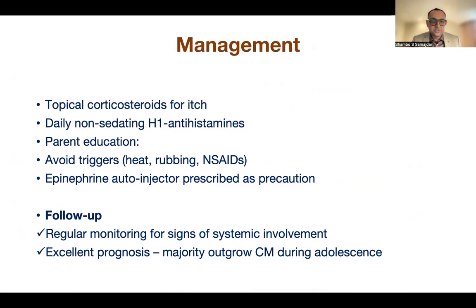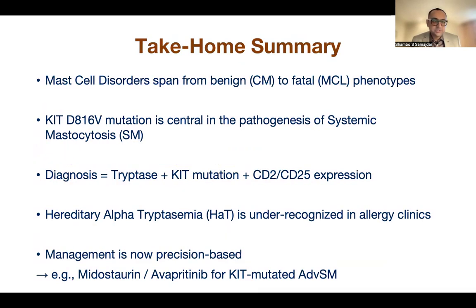So management was topical corticosteroid for itch and a non-sedating H1 antihistamine. We used fexofenadine, and patient education is very important, on how to avoid the triggers. Epinephrine also, as a precaution. If anaphylaxis happens, we may have an anaphylaxis action plan discussion with the patient. So regular monitoring for signs of systemic involvement. This has an excellent prognosis. The majority outgrow cutaneous mastocytosis during adolescence.